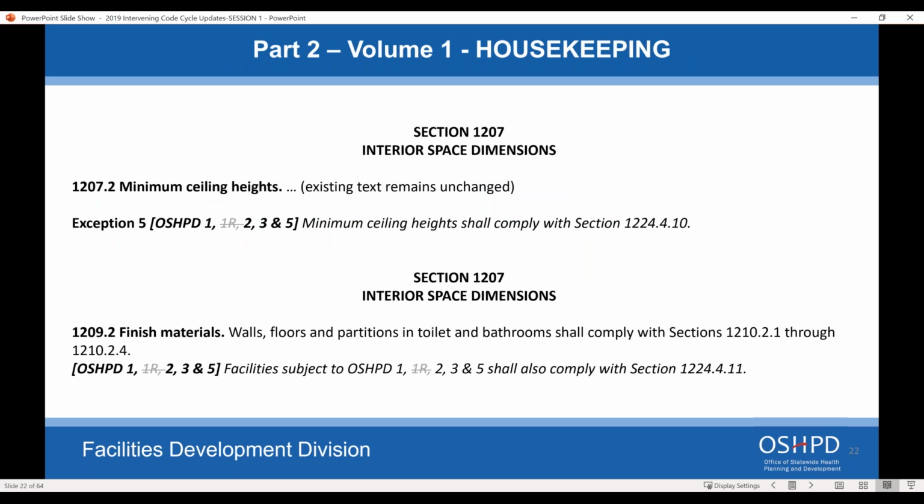Minimum ceiling heights. Again, we removed 1R from that because ceiling heights are based on occupancy, not the building type, as well as the finished materials in a building. Again, they're going to be based on the occupancy.